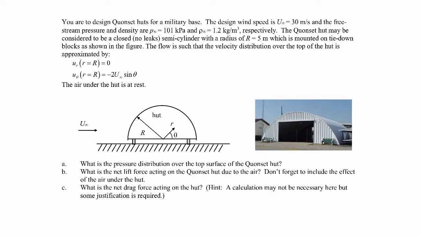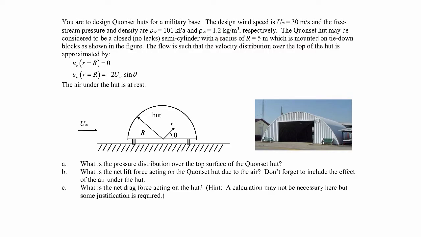In this example, we're told we're designing a Quonset hut for a military base. A Quonset hut looks like this photograph on the right-hand side here. So it's basically like a half cylinder of radius r. And we're told that there's a wind speed of 30 meters per second coming in from the side, where the air pressure is 101 kilopascals absolute, and air density is 1.2 kilograms per cubic meter.